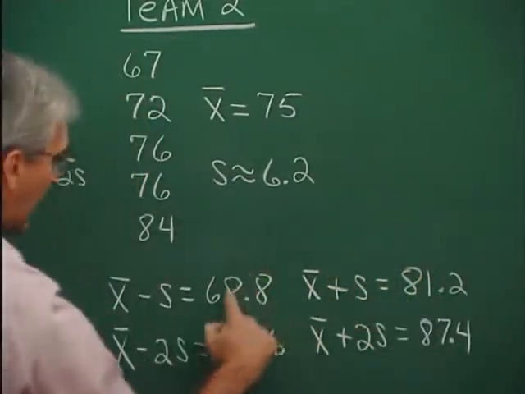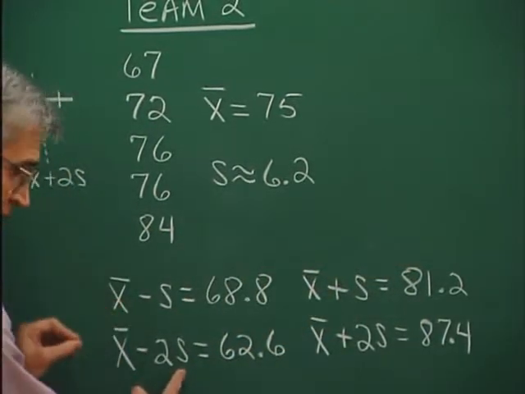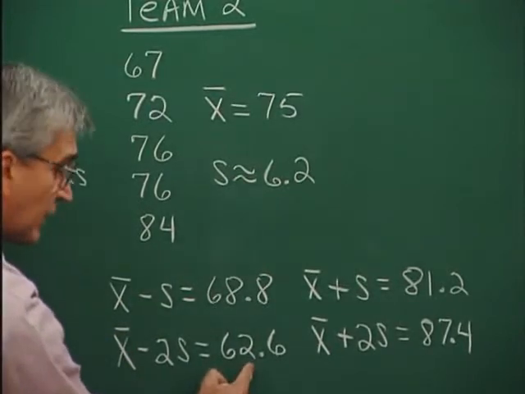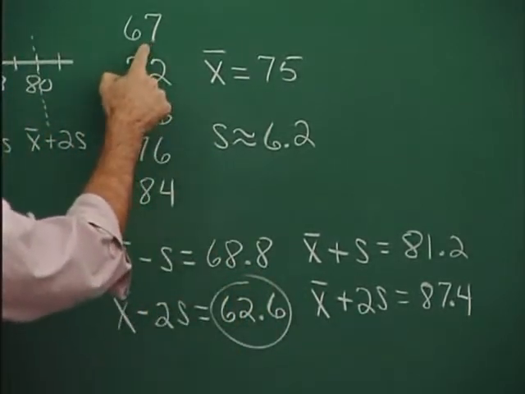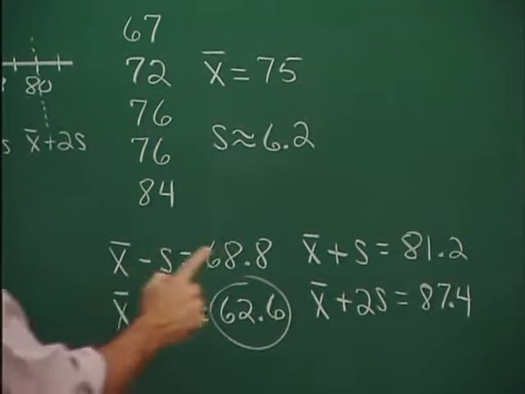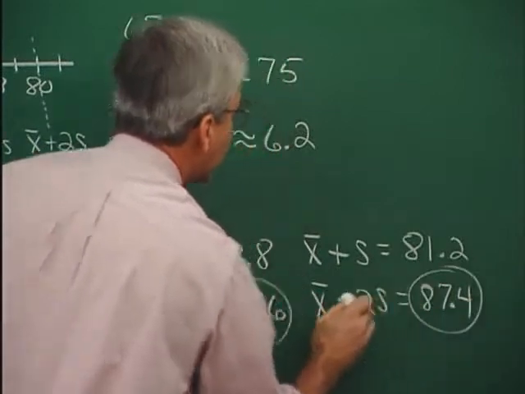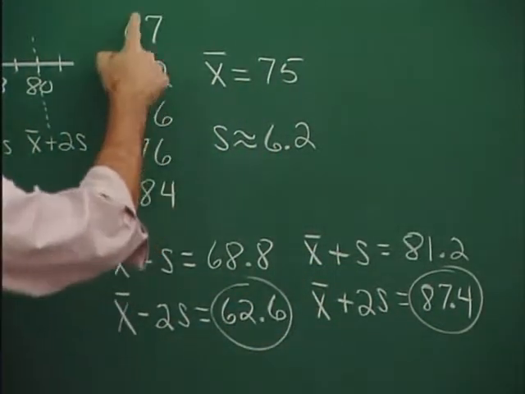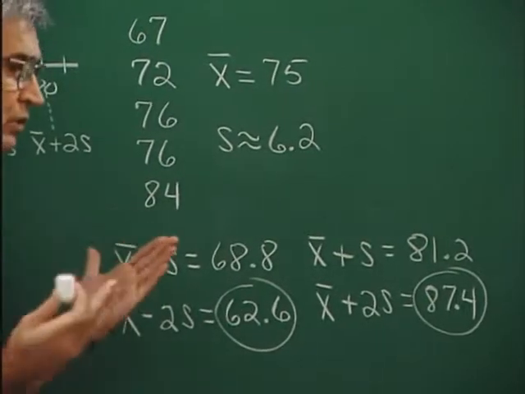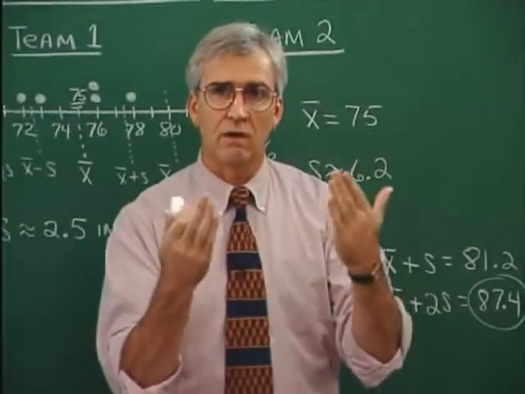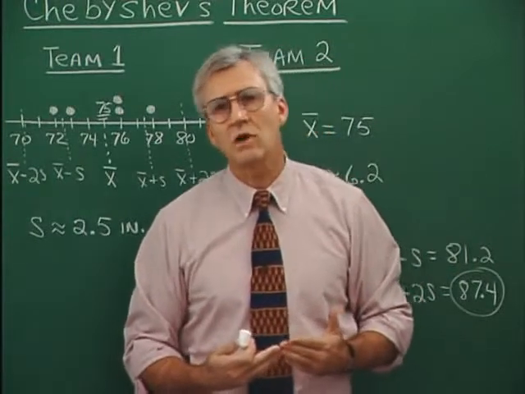So we have sort of a range of values here. Let's go another standard deviation away. X bar minus 2 standard deviations, 62.6. Now notice that this value is actually smaller than the smallest value in our sample. And if we take x bar, the mean, and add 2 standard deviations, we get 87.4, and this value is actually larger than any value in the sample. And so all of our sample items are within 2 standard deviations of the mean. Now, will this always be the case?